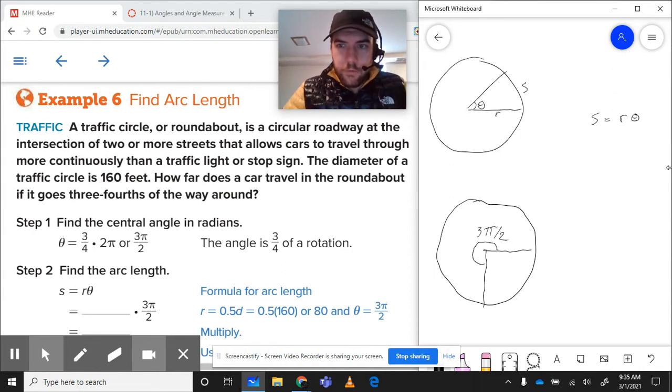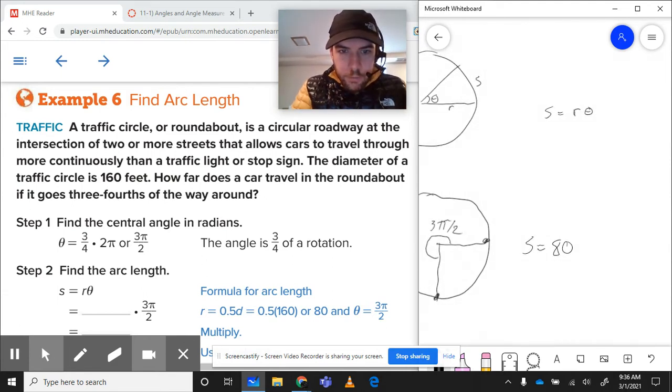In order to figure out our arc, that's going from this point, our major arc, from this point to that side, as opposed to our minor arc right here, we need to take that angle, 3 pi over 2 radians, and multiply it by the radius of our circle. It says the diameter is 160, meaning our radius should be 80. So we will have 80 multiplied by 3 pi over 2.